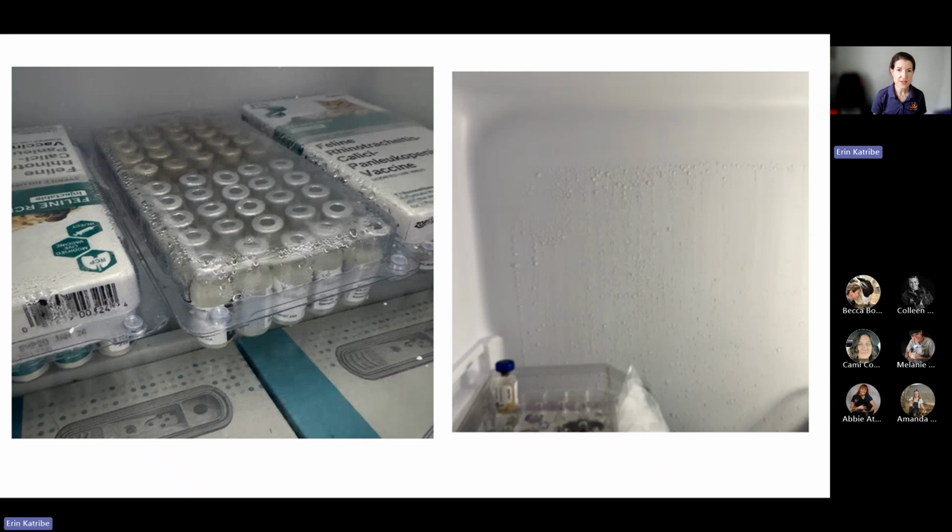Here's some examples. You can see this condensation inside the vaccine tray, and you can see this condensation on the back of the refrigerator there. This is what happens when the warm air comes into contact and that condensation happens. This is a big red flag that your vaccines are not being maintained at the appropriate temperature. So if you see this in your vaccine fridges, this is cause for concern.